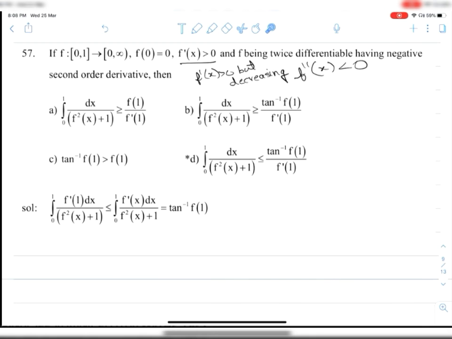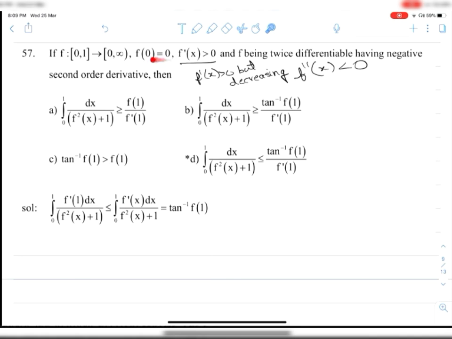This is my idea. This f dash of 1, if I send it there, integral 0 to 1, f dash of 1 by f of x whole square plus 1 is less than or equal to... In between 0 to 1, f dash of 1 is always less than or equal to f dash of x. Why? Because f dash of x is greater than 0 but is always decreasing. If it is always decreasing, f dash of x will be always greater than or equal to f dash of 1 and less than or equal to f dash of 0. That is not required here though. So integral 0 to 1 f dash of x dx by f of x whole square plus 1, the one which is required to obtain tan inverse of f of x. That part we include. So this is nothing but tan inverse of f of x.